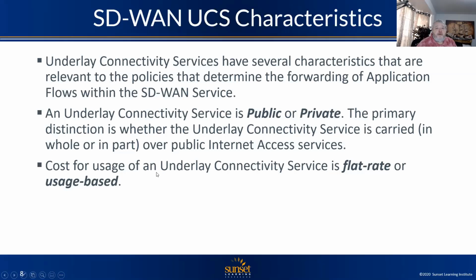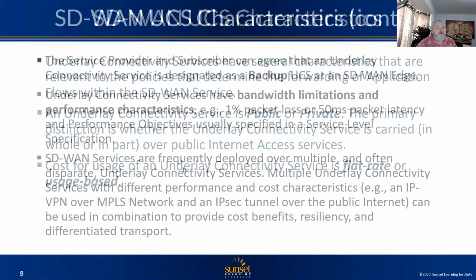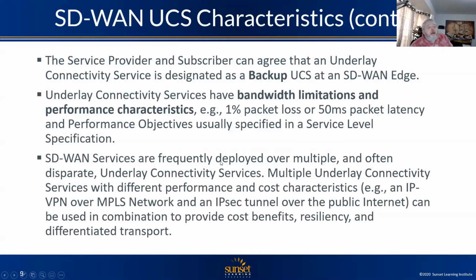We pay one monthly amount for it. We don't care how much traffic goes across, but if it's usage based, maybe we need to send priority traffic only across that link. Is it a backup UCS? Or is it a primary? And of course, we talked about the fact that our different types of connections, they have certain bandwidth limitations, they have performance characteristics, and we're going to look at all of this when we're looking at SD-WAN, and of course, you're going to be asked about all this in the exam.